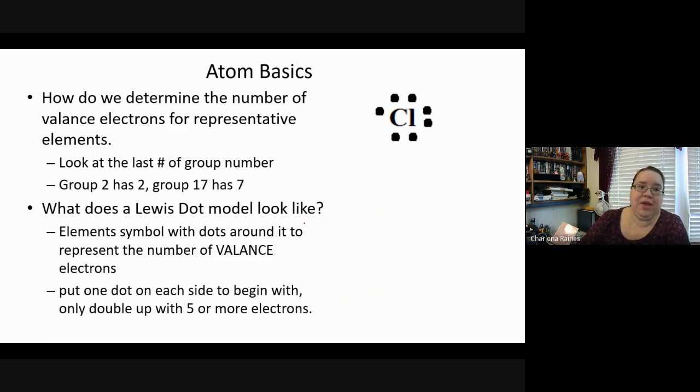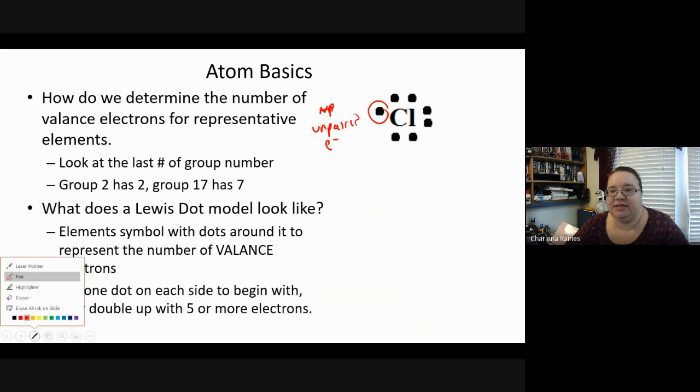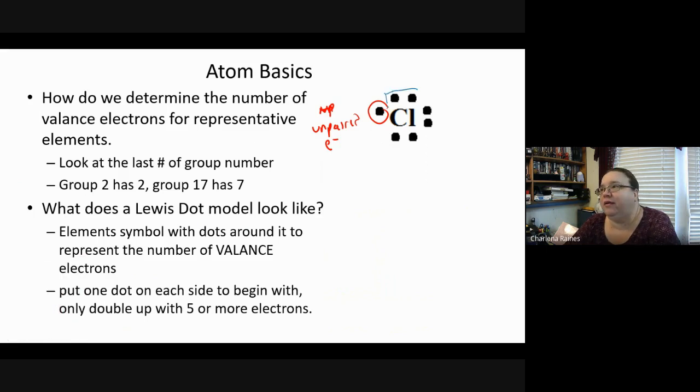So chlorine, which has 7 electrons because it's in group 17, would end up with one side having one dot. That is an unpaired electron, where the 2 sets of dots are my pairs of electrons. These end up turning into those lone pairs that we saw earlier.